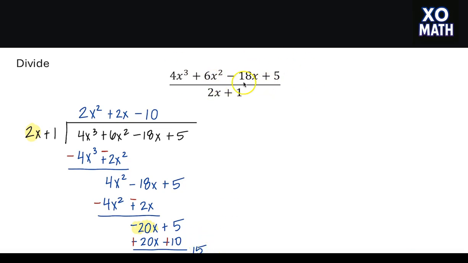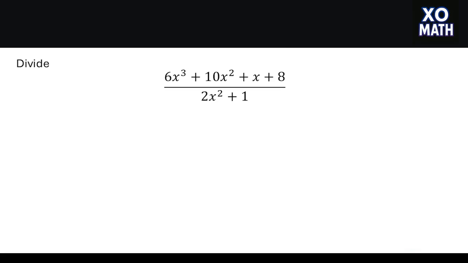So here, what is the answer? Well, the answer is the quotient plus the remainder over the divisor. So let's write that out. When I take this cubic polynomial divided by this linear function, I'm going to get 2x squared plus 2x minus 10. But if there is a remainder, that remainder, in this case 15, is going to go over the divisor, which is 2x plus 1. So all of this is the answer to dividing these two polynomials.